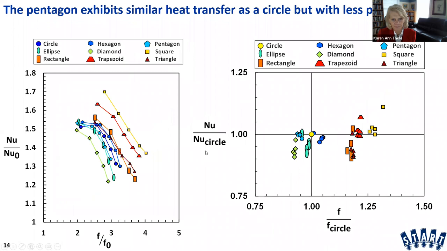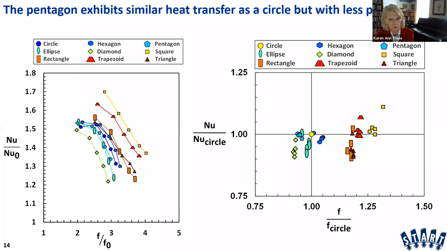If we look at it a different way, we can look at the Nusselt number augmentation as a function of the friction factor augmentation. So this tells you how much heat transfer you are really getting for the particular pressure drop, which is always the trade-off in many applications. And you can see that the square does a pretty good job, but we are definitely getting a lot of heat transfer due to these rough surfaces.